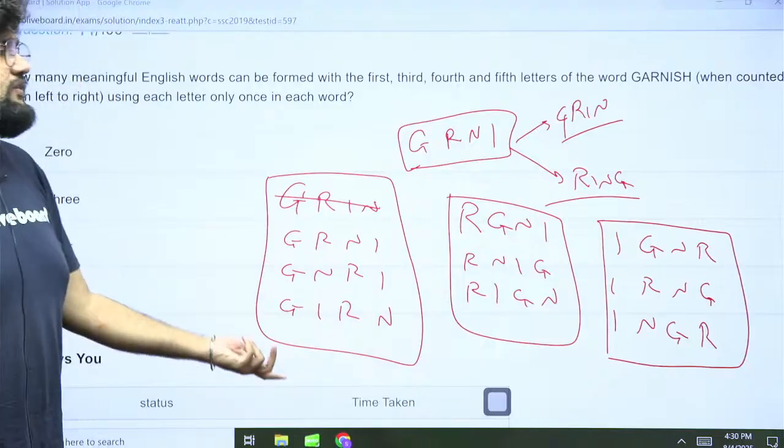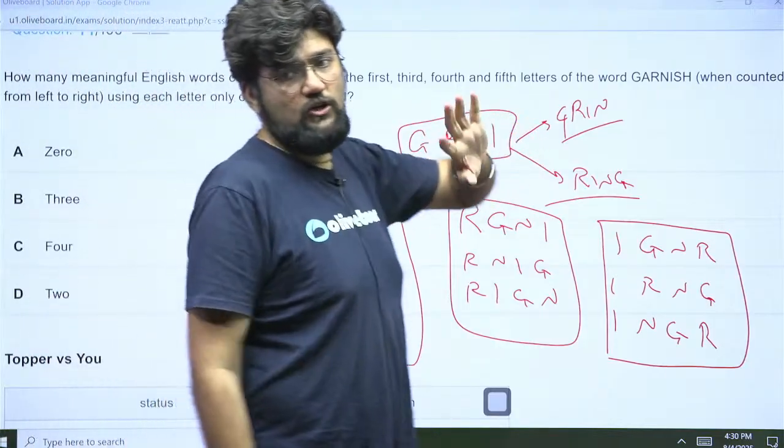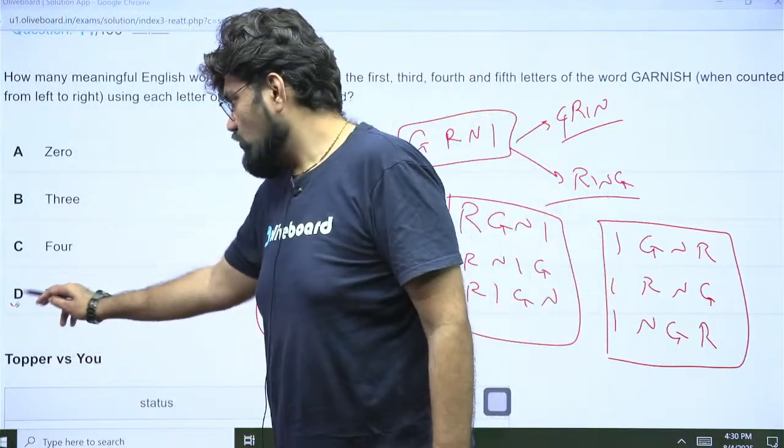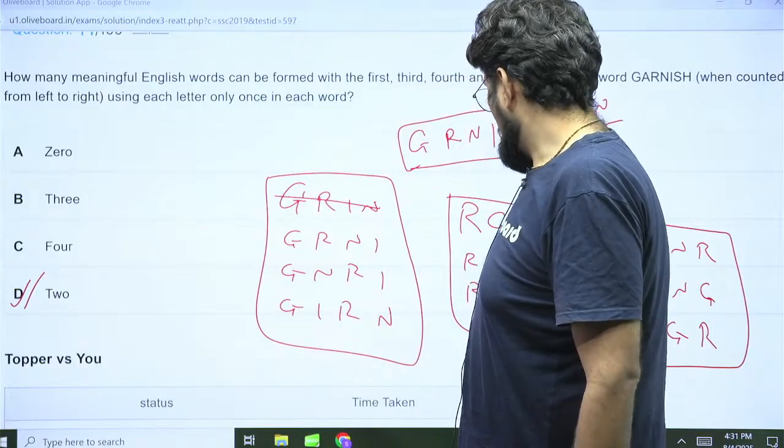Just look at the whole family. You will be able to understand that green and ring are the only 2 words which make sense. So you will select 2, and that's going to be your answer. The problem is confidence here.